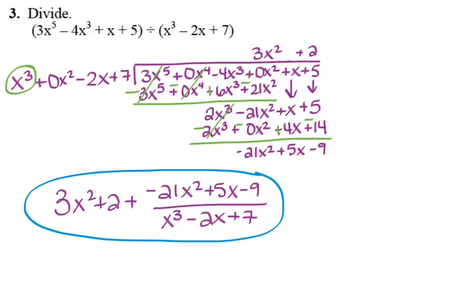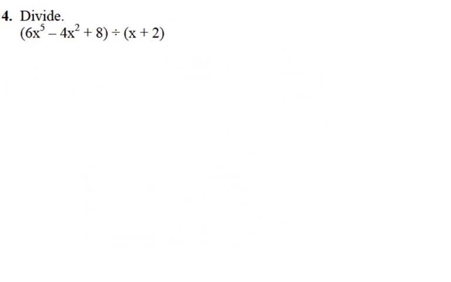Alright, so that was long division. For number 4, I'm going to go ahead and do synthetic division since you're dividing by x plus a number. So anytime you're dividing by x plus a number or x minus a number, you can do synthetic division with it. Just remember that you're always using the zero for synthetic division. So if my factor is x plus 2, then that means the zero is negative 2, and that's what's going to go in the box.